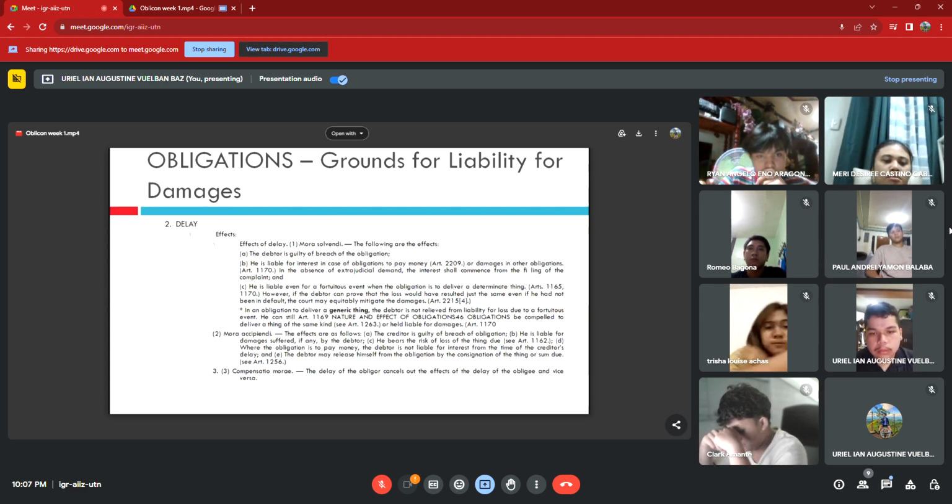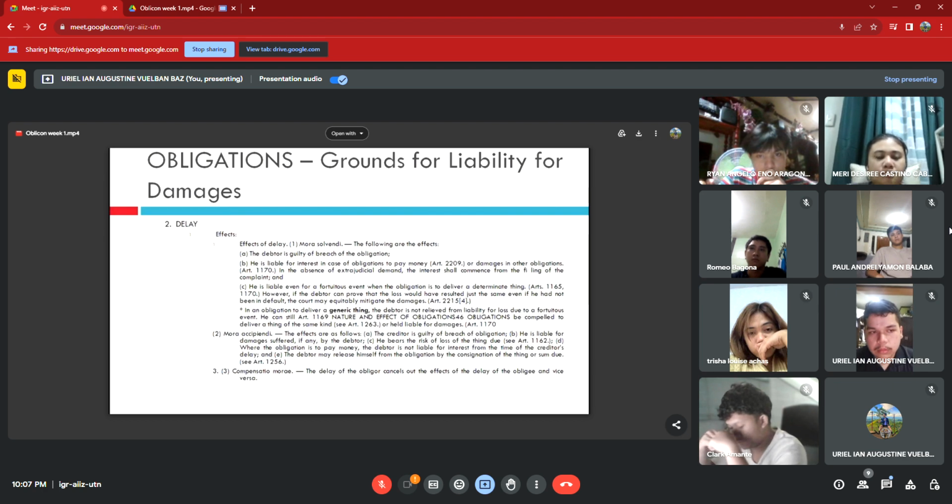Mora accipiendi, the effects are as follows. The creditor is guilty of breach of obligation and therefore liable for damages. He is liable for damages suffered, if any, by the debtor. He bears the risk of loss of the thing due. If, for example, they agreed that A will deliver the thing to B today, and B refused to accept it on the day agreed upon, and then called him back and it was delivered the next day, and then the thing was lost due to a fortuitous event, and it's not a determinate thing, it is a generic thing, he bears the risk of the loss.